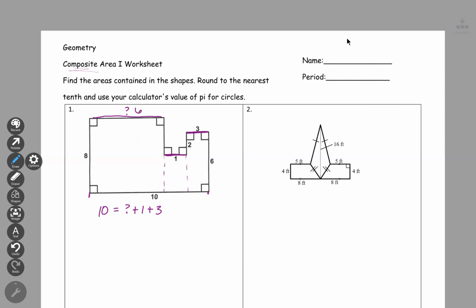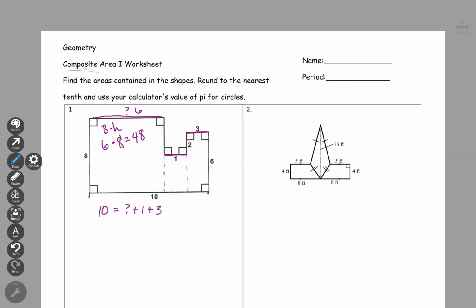So again, it's just seeing how you can use the information that you have to get the information that you need. So now for this rectangle, the formula for the area would be base times height, okay? So 6 times 8, which is 48. So this section right here is 48 units squared.